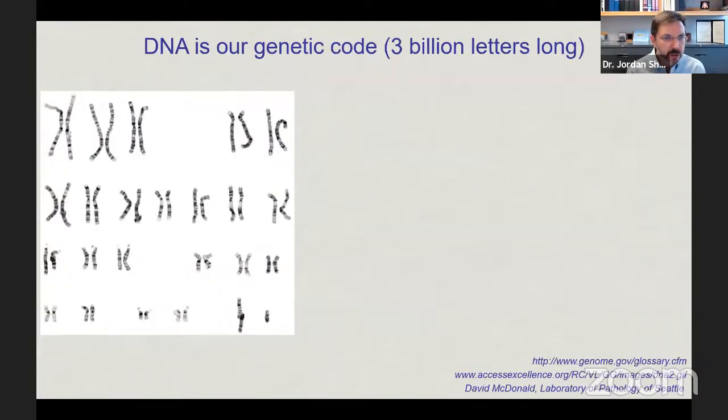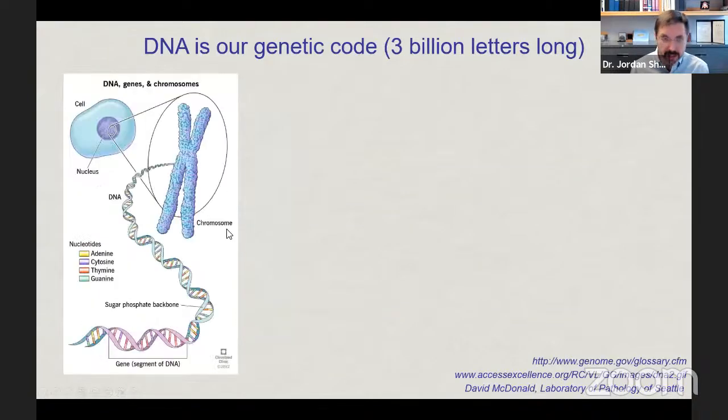So I want to not assume that people, I don't know exactly how much people understand about genetics and genes. So I'm going to go to the basics here. DNA is our genetic code, right? Probably most people know that. It's 3 billion letters long, and it's packaged into chromosomes, which you can see in this picture here. And these chromosomes come in pairs. We have 23 pairs of these chromosomes, and you can see them here starting at chromosome 1, 2, 3, etc. This is the X chromosome here, and this is the Y chromosome here.